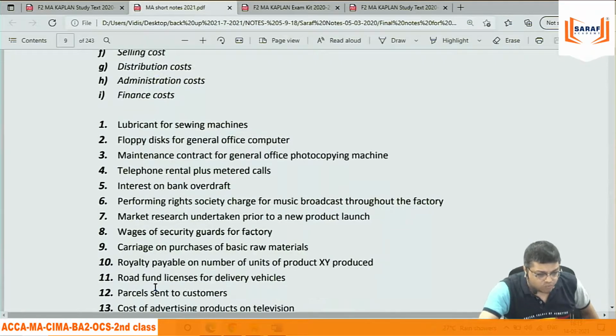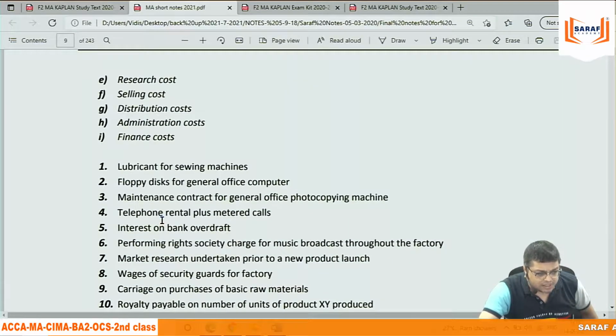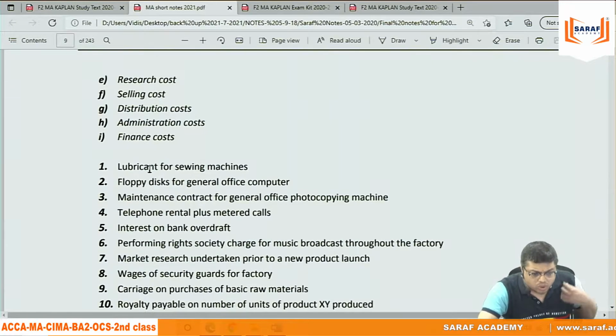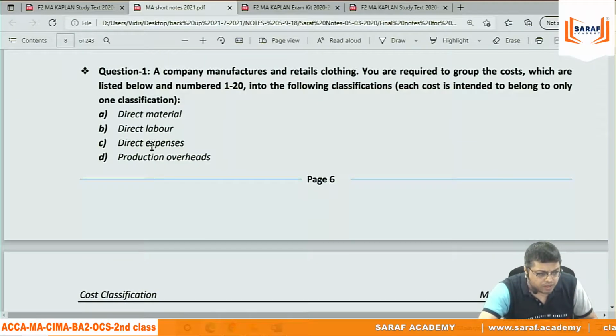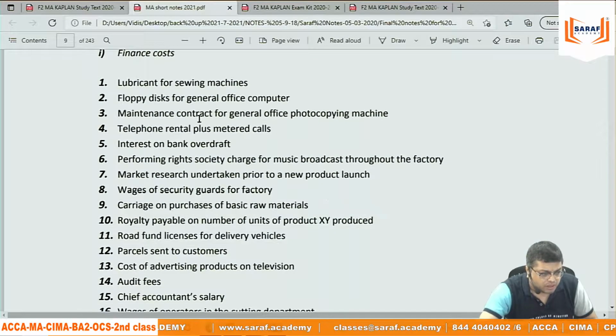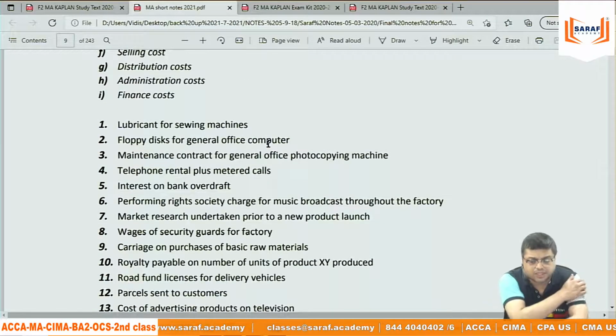Now they are asking you to find them. Suppose we are reading something and are not able to allocate it, think about that later. About those costs which you are sure of, we will say whether it is direct material, labor, direct expenses, production overheads, research, selling, distribution, admin, or finance cost. Lubricant for sieving machines.